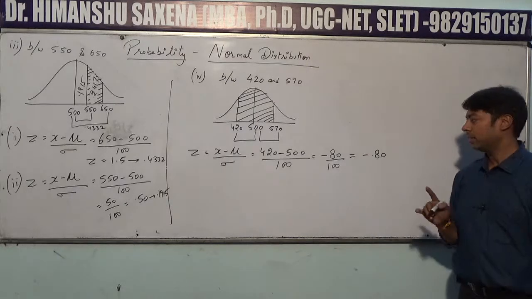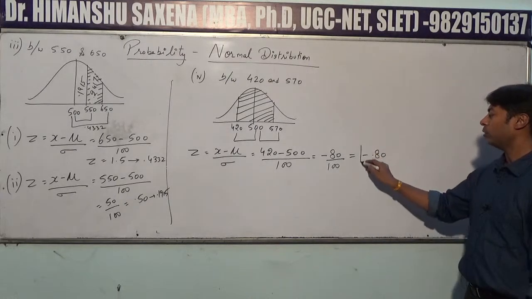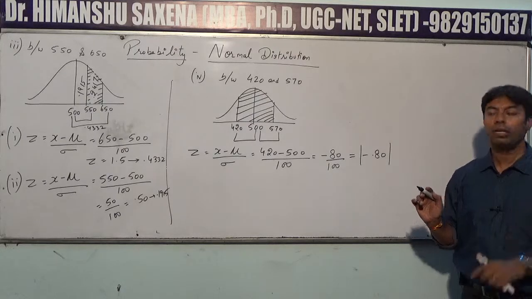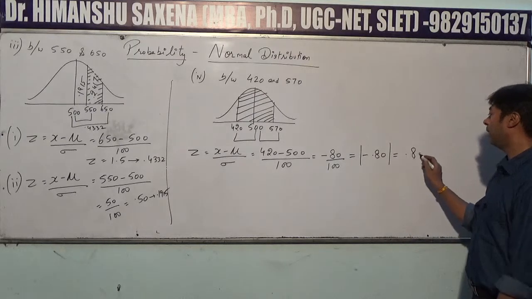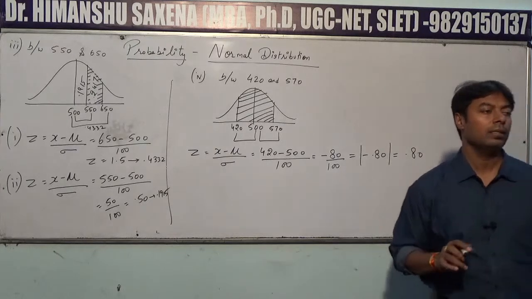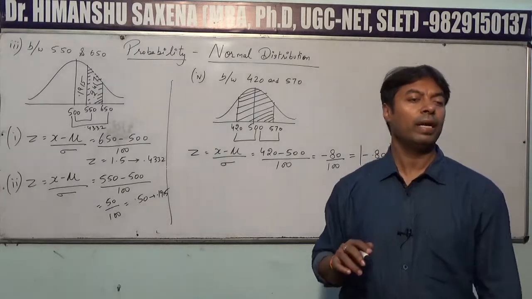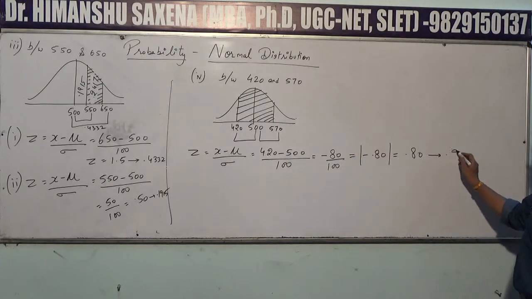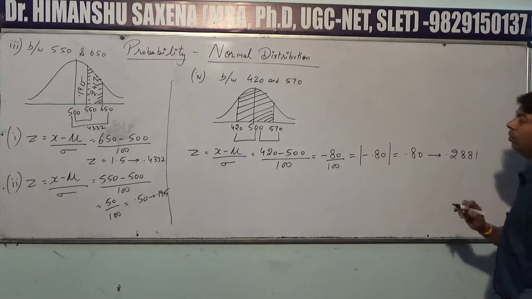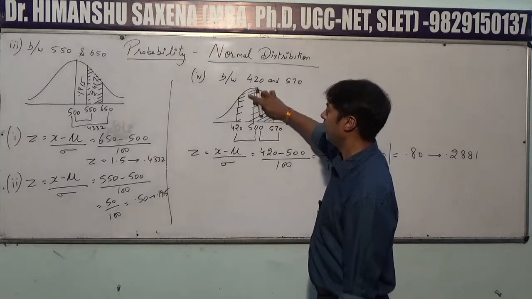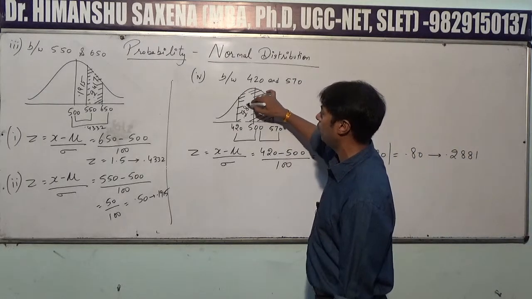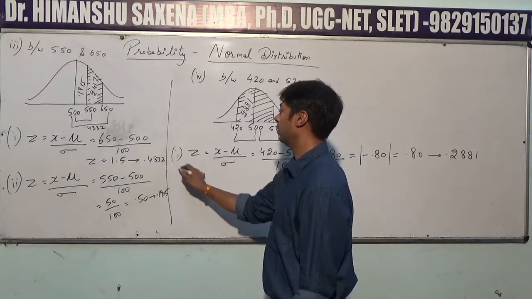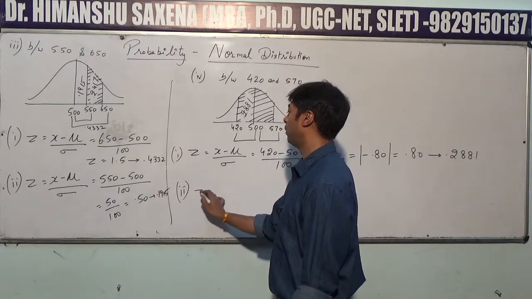Now remember, since the table is not having negative values, you will have to take the absolute value, that is the modulus value, equals to 0.80. Now look into your tables and tell me what is the value of 0.80? 0.2881. Remember this value. So the probability between 420 and 500 is equal to 0.2881. Remember this thing.